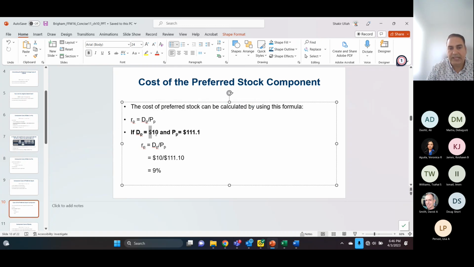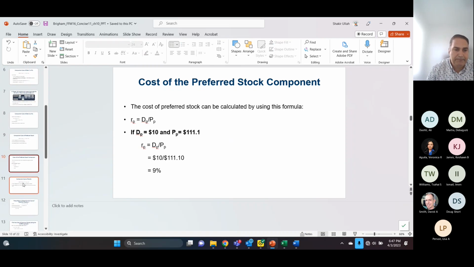If the dividend of preferred stock is $10 and the current market price is 111.1, then the cost of preferred stock would be 9%. Okay. Remember that this is the current market price of the preferred stock. They might have issued it at $100, but now it has gone up to $111. So we'll use the current market price of the preferred stock. So if this information is given to you and RP is not given, then you would use this formula to calculate RP. All right.